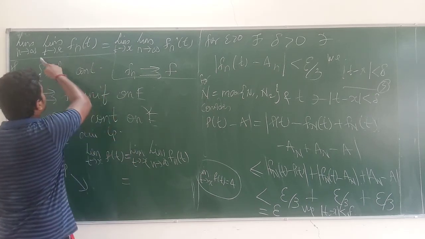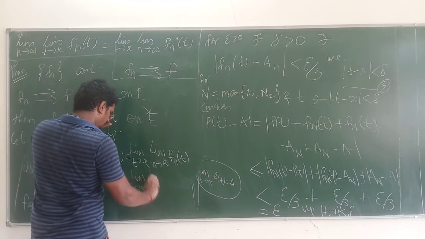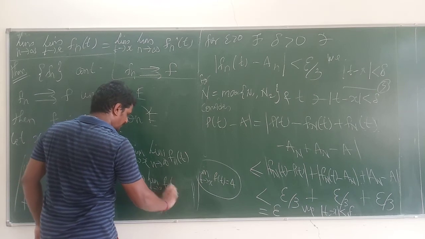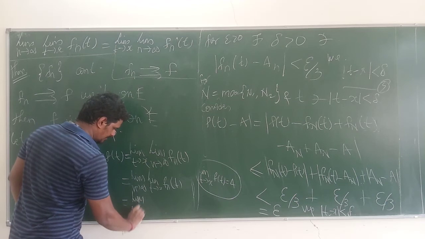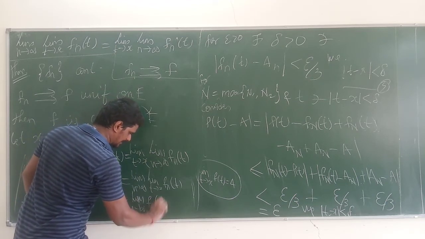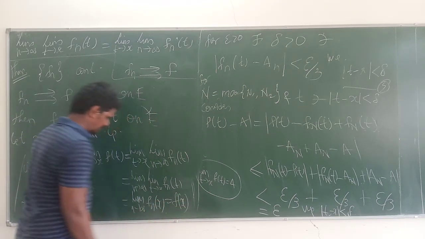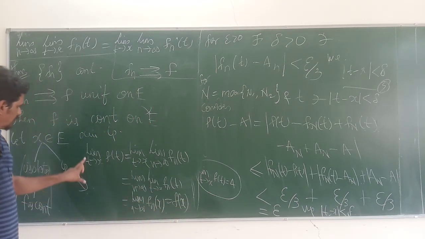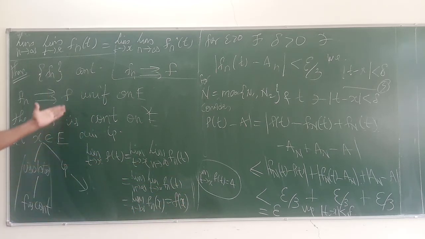By the previous theorem, we can switch the limits. So the limit as n goes to infinity of the limit as t goes to x of f_n of t. The limit as t goes to x of f_n of t is f_n of x, and the limit of that is f of x. So the limit as t goes to x of f of t is f of x. So we have proved that f is continuous at any point x in E, whether it is an isolated point or a limit point.